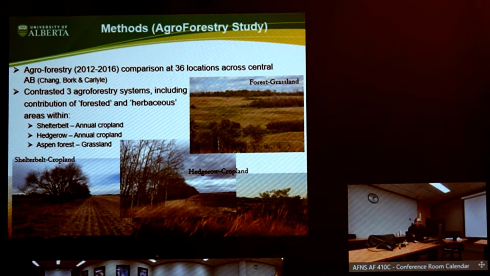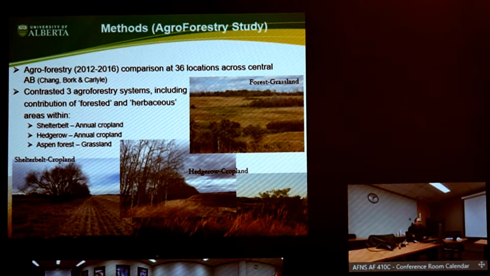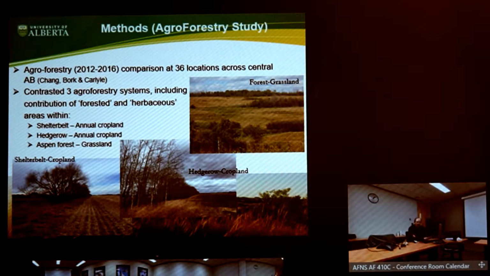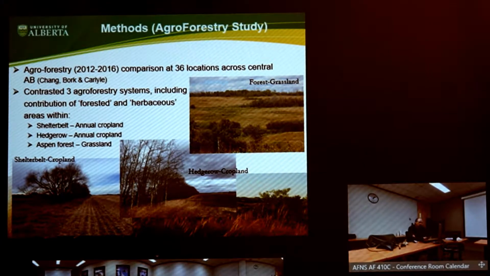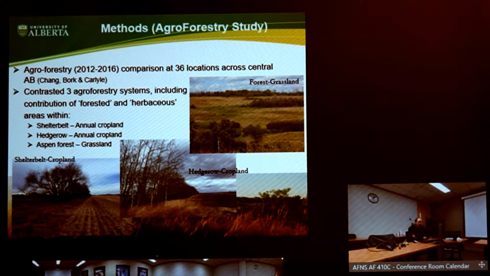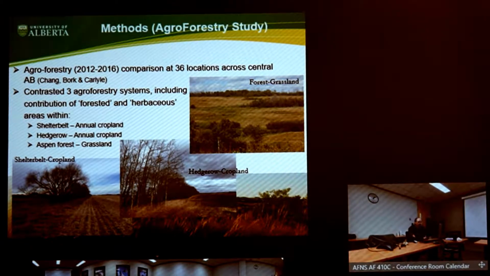And the 3 comparisons you see here are the 3 systems that we looked at. One was a forest grassland silvopastoral system, basically a combination of naturally occurring aspen mixed with perennial native grassland. We also looked at either shelter belts, which are planted trees, or naturally occurring hedgerows in concert with adjacent annual cropland. And it's the annual cropland that will be very important within these results.